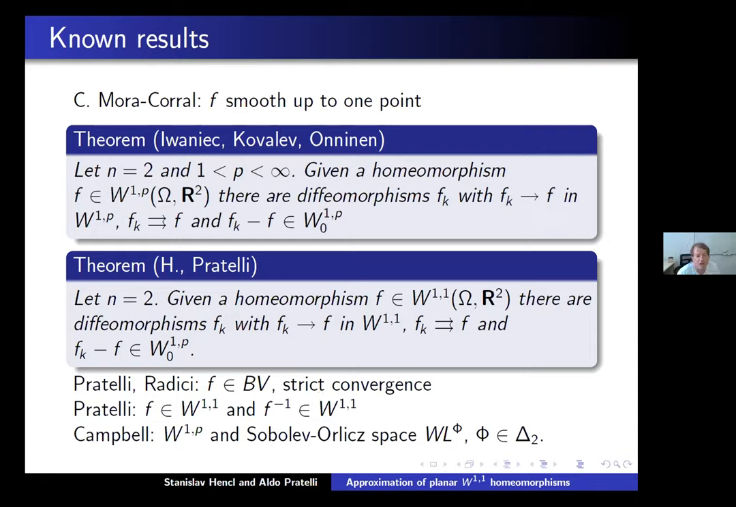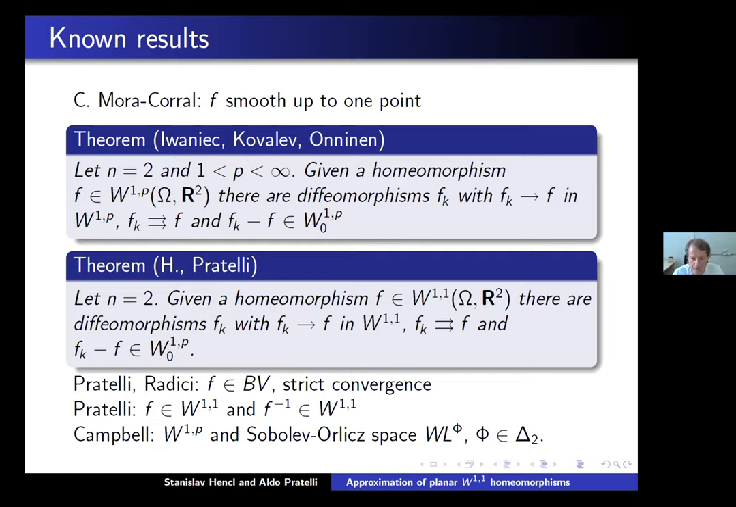And you can generalize it to other function spaces. So actually, not only Sobolev-Orlicz space, but you can assume that the derivative is in any function space, monotone function space, with reasonable properties. Perfect. So this is the result that I will try to talk about in a minute.